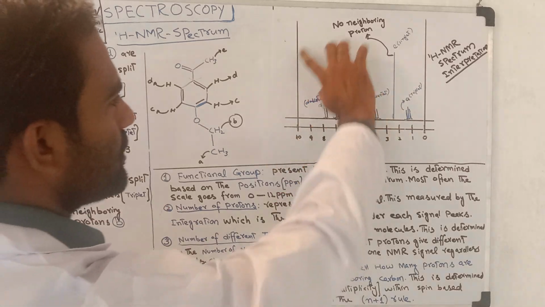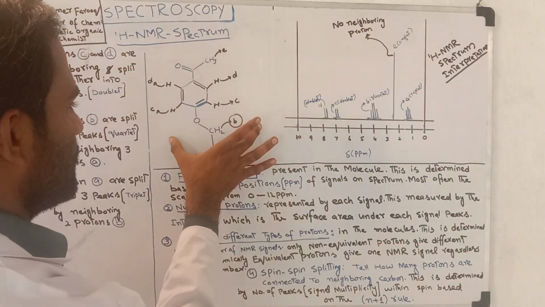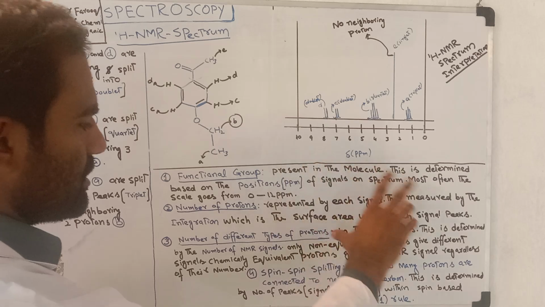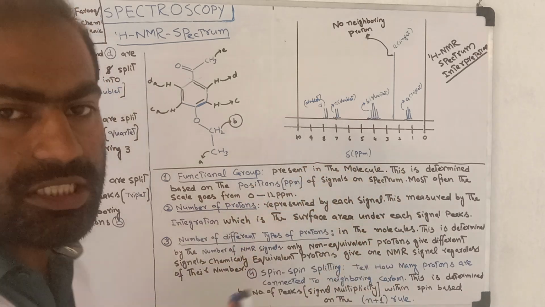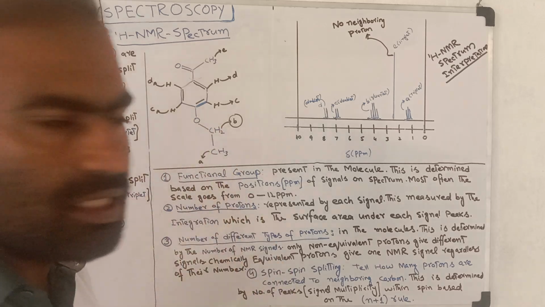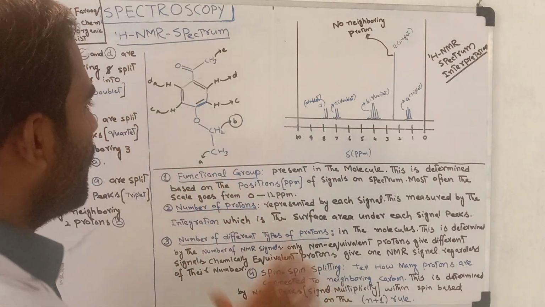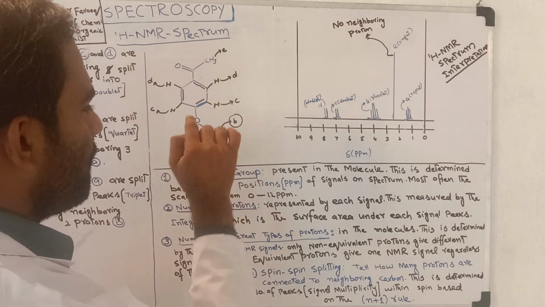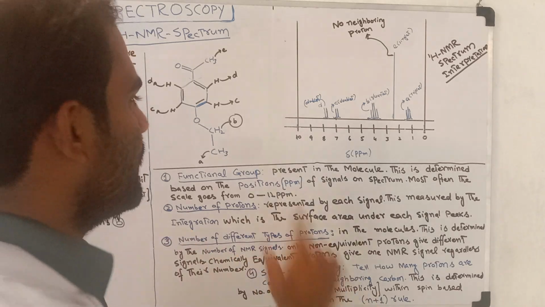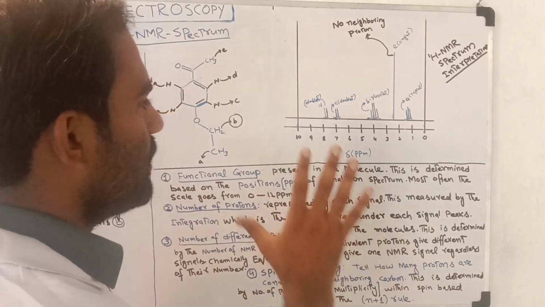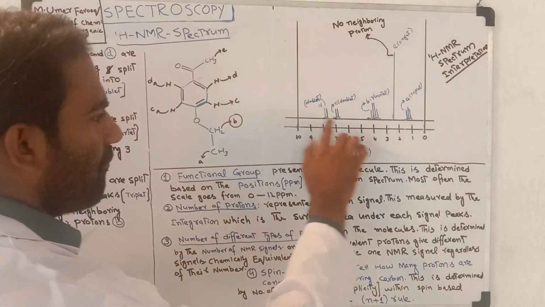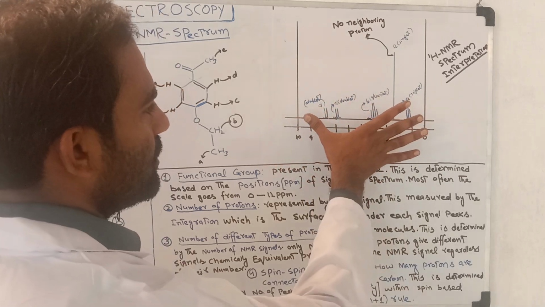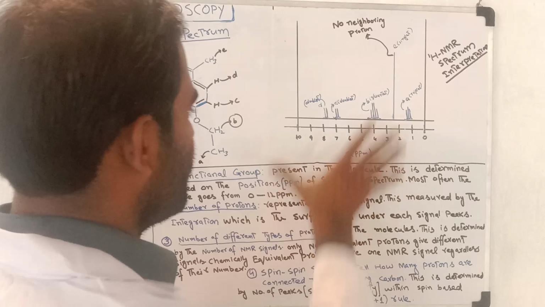This is the whole spectrum of this structure, and this is the description of the structure, with the main points we discuss in this lecture. First of all, we look at the structure and find out the number of protons present. There are 5 protons in this structure, so they show 5 signals, 1 2 3 4 5. 5 peaks are shown in this spectrum.